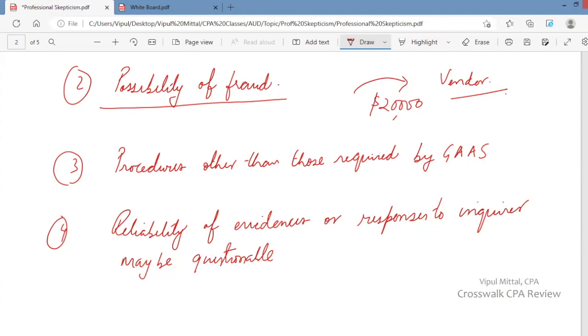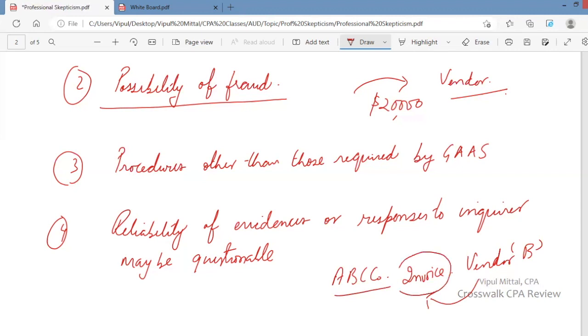For example, there is a purchase invoice. Okay, so the company purchased goods from vendor B, and there is an invoice from vendor B, but this invoice is not stamped. This invoice is not signed by the vendor. And you want to use this invoice as audit evidence regarding purchases from vendor B. Okay, you want to use this invoice as audit evidence, but it is questionable because this invoice is not stamped and not signed by vendor B. And you need to be alert to this. This is what professional skepticism is.